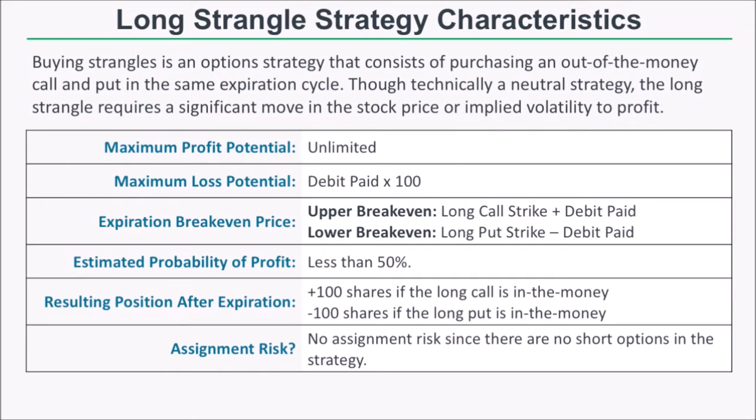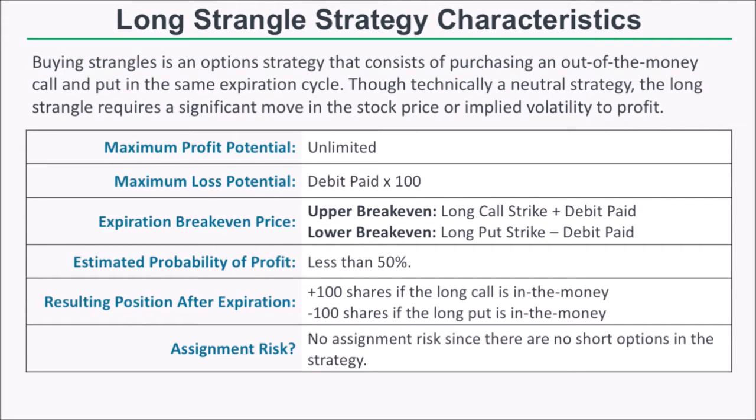Now, since you do own a call option in this strategy and there's no limit to how much a stock price can rise, a long strangle theoretically has unlimited profit potential. On the other hand, the most you can lose in this strategy is the debit you pay times 100. So let's say you pay a $5 debit for a long strangle, then the maximum loss potential is going to be $500. So it's that $5 debit times 100, since the standard option contract multiplier is 100.